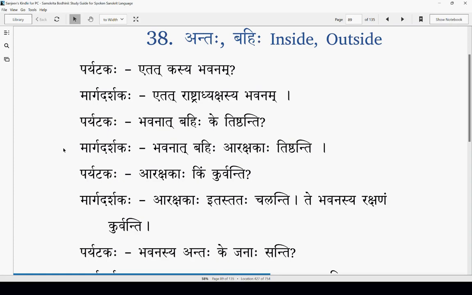Shall I continue, Mahodaya? Yes, please. Bhavanat bahihi ke tishtanti. Margadarshaka. Here Panchami is used, right? Bhavanat bahihi. So here we are using bahihi antaha. Those are our focus words here. When bahihi is used, we are using Panchami here. Bhavanat bahihi. Not bhavanasya bahihi. Outside the building. Ke tishtanti, who are standing. Margadarshakaha. Bhavanat bahihi arakshakaah tishtanti.